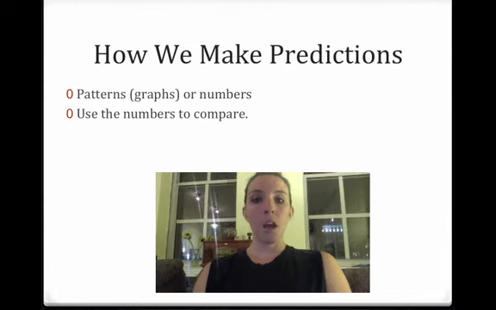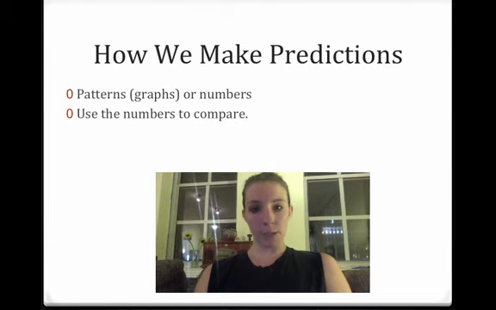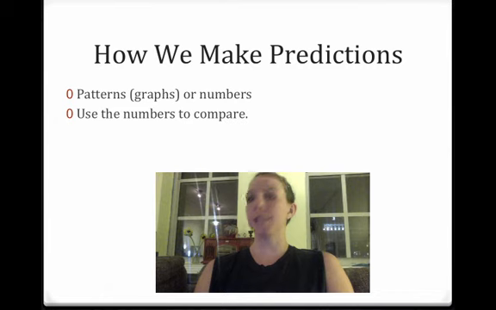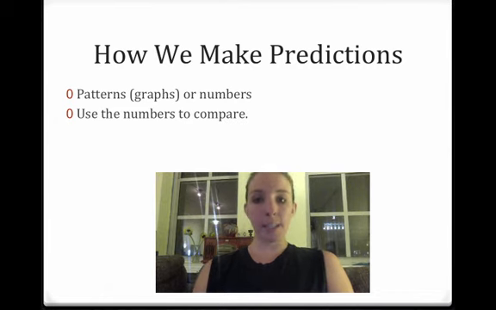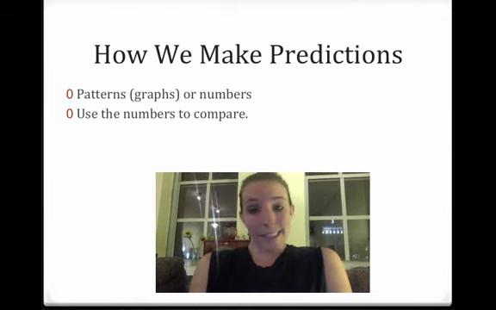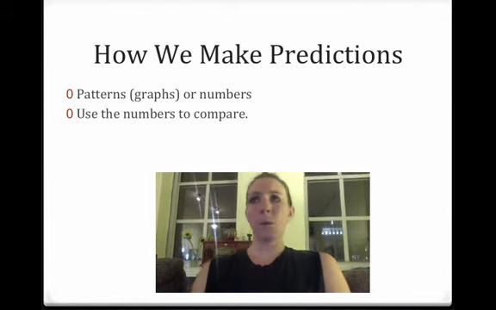Okay, all right, so now we're talking about making predictions using the data. And this is how we make predictions. Once we gather all this data, we start analyzing it. That's what we've been doing with the mean, median, mode, and range. So you start analyzing this data. But then what do you do with this analysis? Well, you either look at the pattern in the data, and that we look at when we look at graphs.